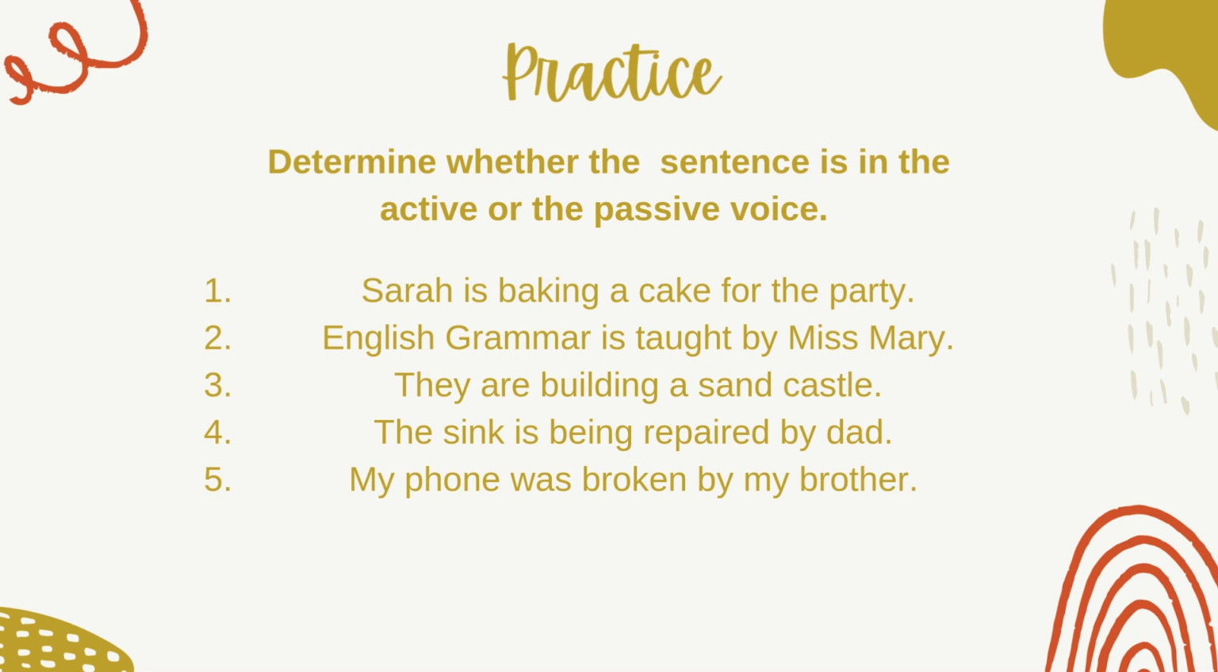Here we are focusing on the receiver of the action. First, what is the action here? Taught. The action of teaching. Who is it done by? Miss Mary. Miss Mary is the doer of the action. But we are not focusing on Miss Mary. What received the action of teaching by Miss Mary? What is being taught? English grammar is being taught. So the focus here is on the receiver of the action, which is English grammar. This sentence is in the passive voice.